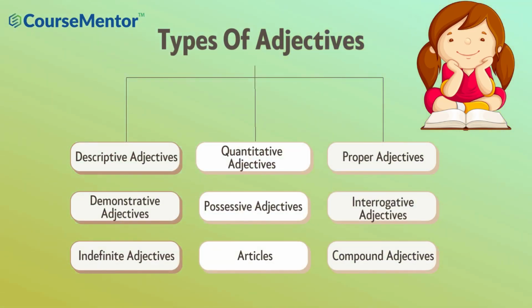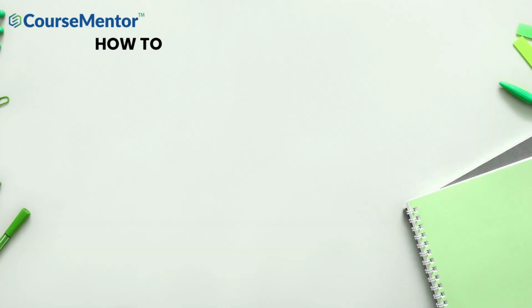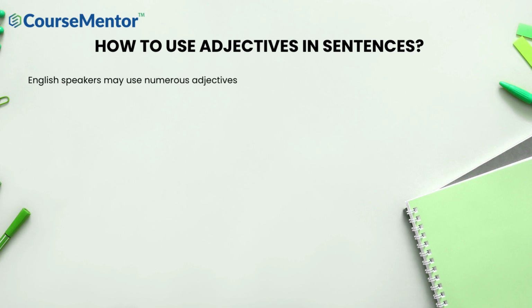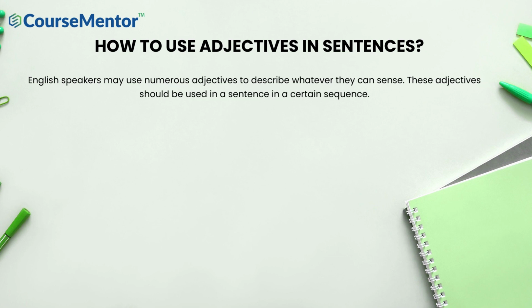Adjectives can be divided into different categories based on their functions when used in a sentence. The different types of adjectives are descriptive adjectives, quantitative adjectives, proper adjectives, demonstrative adjectives, possessive adjectives, interrogative adjectives, indefinite adjectives, articles, compound adjectives. We've made different videos on each adjective. You can check them on our channel. So, let's learn how to use adjectives in sentences. English speakers may use numerous adjectives to describe whatever they can sense. These adjectives should be used in a sentence in a certain sequence.